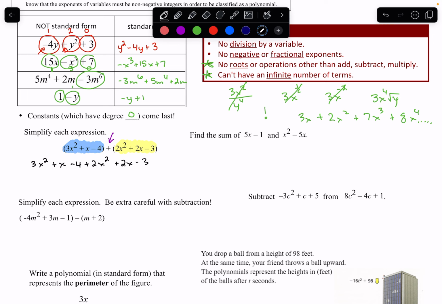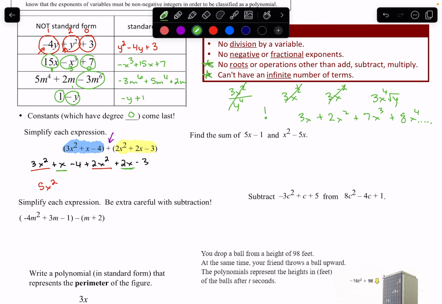So I'm looking for what can go together. I always start with the biggest exponent. So when I see this x squared, I'm looking for anything else that has an x with a 2, like this first one, 3x squared. Those are the only x squareds. I'm going to combine those together. 3x squared plus 2x squared is 5x squared. Then I'm going to drop down to regular x's. So there's a plus x, there's a plus 2x.